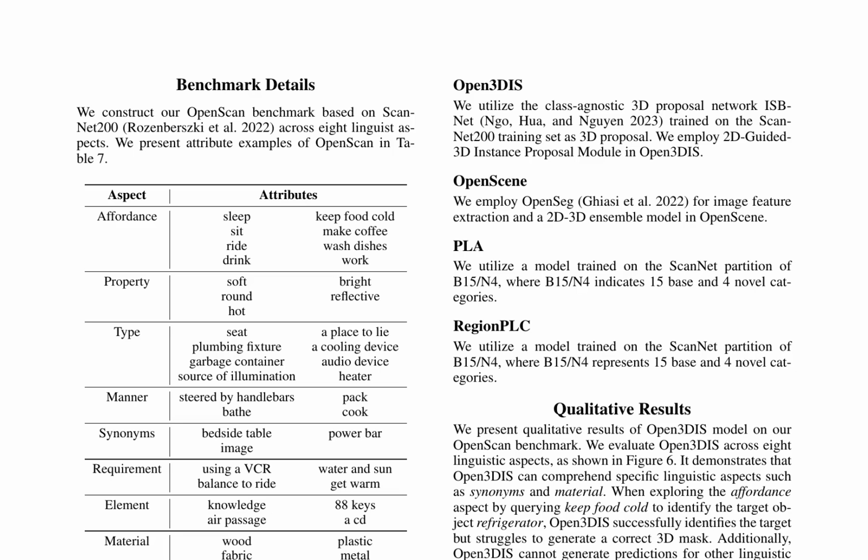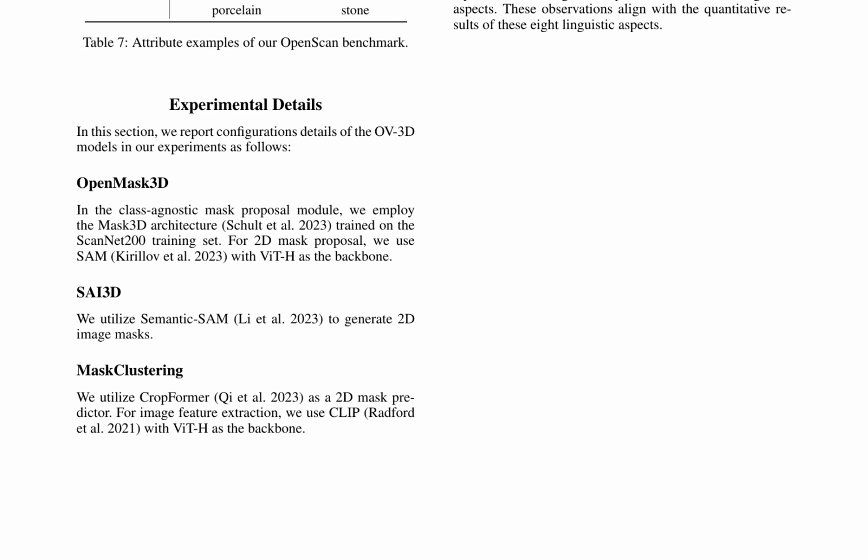Qualitative results of the Open3DIS model on the OpenScan benchmark are presented, showcasing the model's strengths and limitations in comprehending various linguistic aspects. The model's ability to identify target objects and generate predictions for different aspects is evaluated, highlighting its potential for future improvements. Overall, the OpenScan benchmark and the OV3D models provide a comprehensive framework for evaluating and enhancing the understanding of linguistic aspects in vision language tasks, paving the way for more sophisticated AI models capable of interpreting complex language commands and generating accurate 3D scenes.